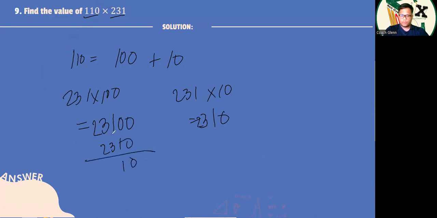So once adding that, that's easier to add now. So 0 plus 1, that's 1. 1 plus 3 is 4. 3 plus 2 is 5. And then bring down 2. So the final answer should be 25410.